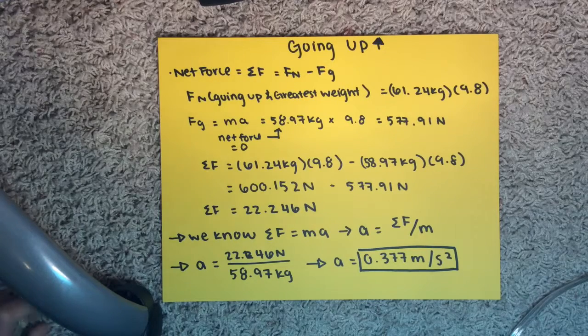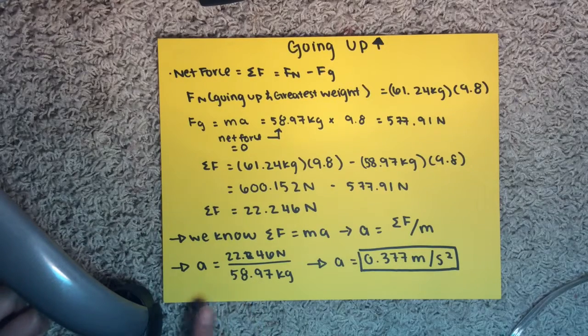Because again, we know that the net force equation is equal to mass times acceleration, we're going to isolate acceleration again and get net force divided by mass is equal to acceleration. So in this case, we have 22.246 newtons divided by the mass of 58.97 kilograms, which gives us a positive acceleration of 0.377 meters per second squared.